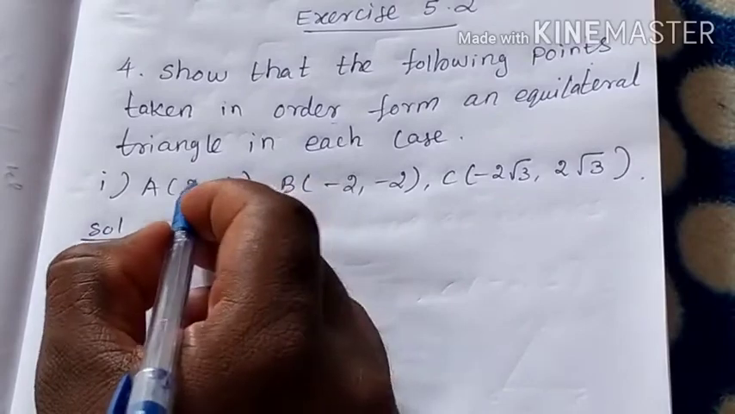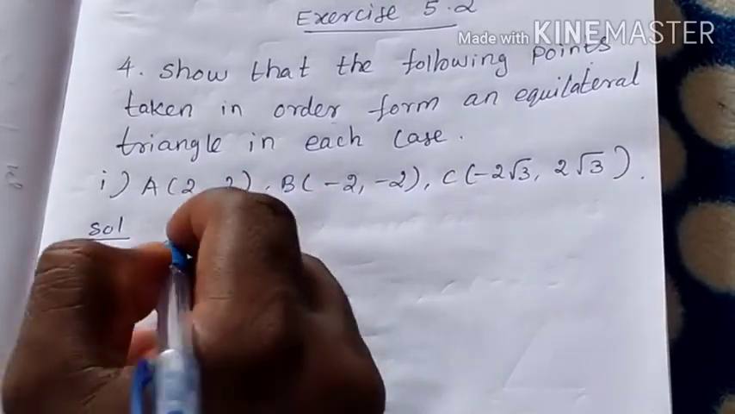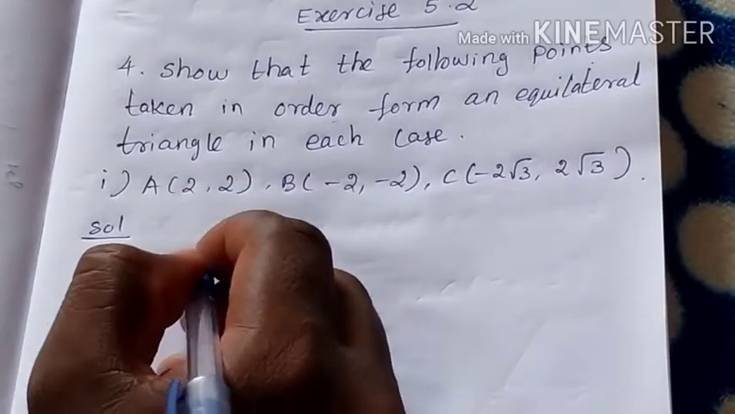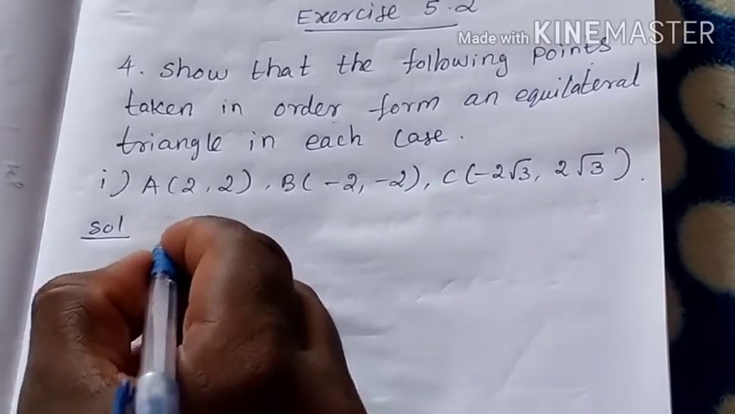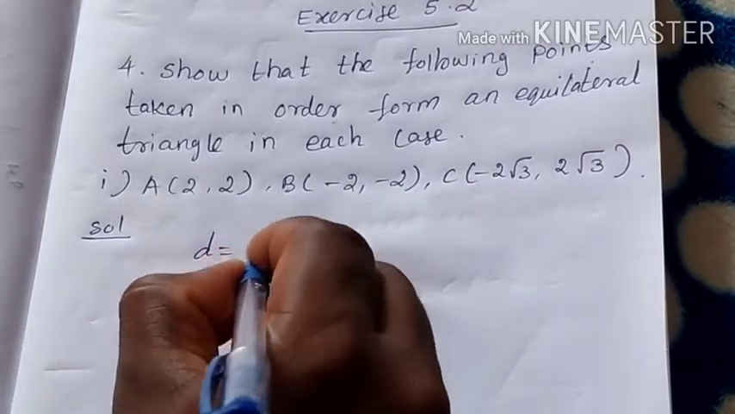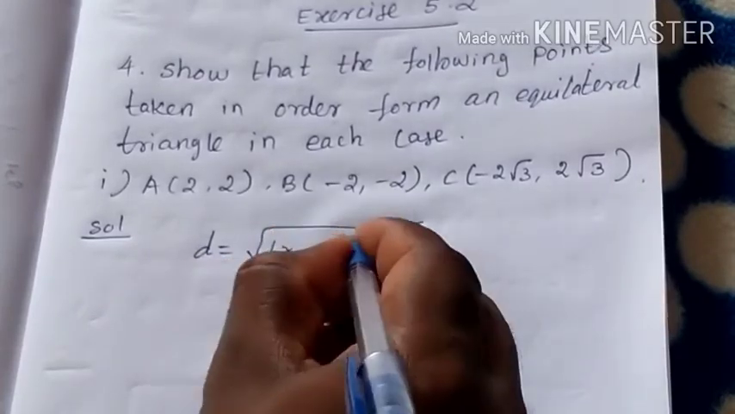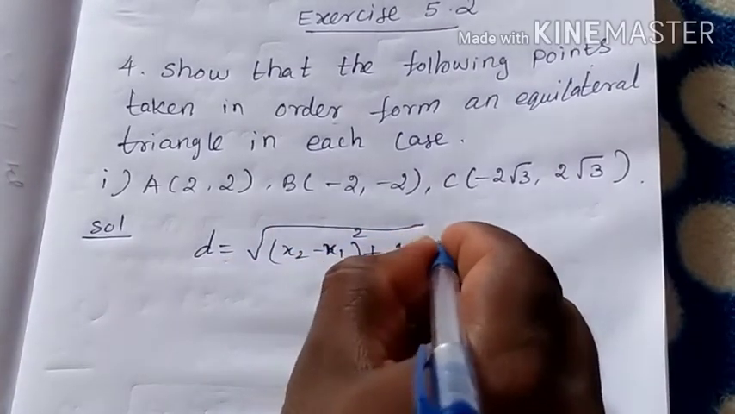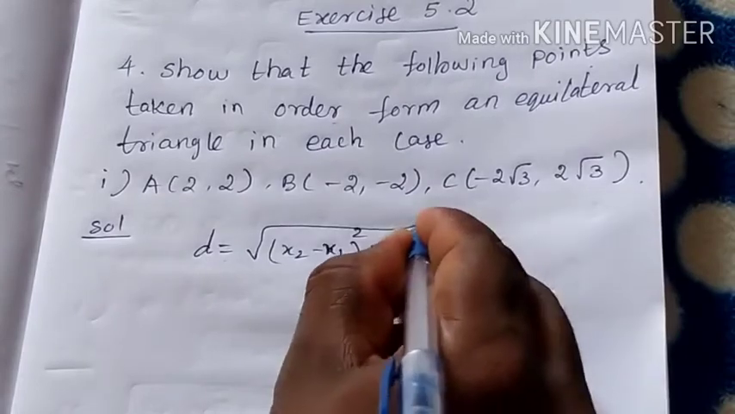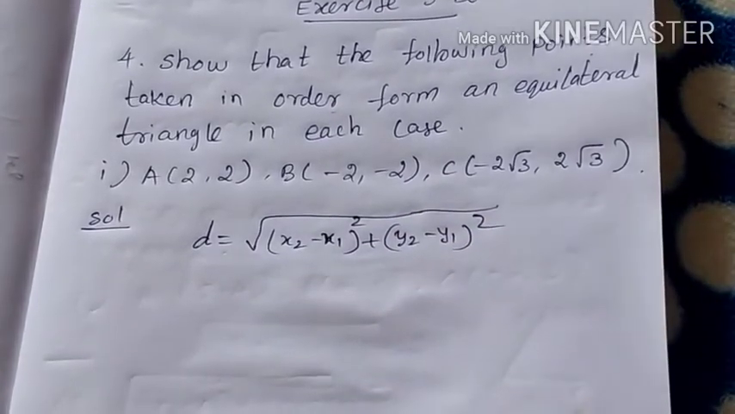given three points are A, B, C. The ABC points are given. So first find the distance between the two points. The formula is D is equal to square root of (x2 minus x1) the whole square plus (y2 minus y1) the whole square. This is our formula.